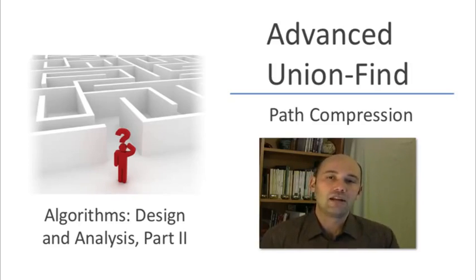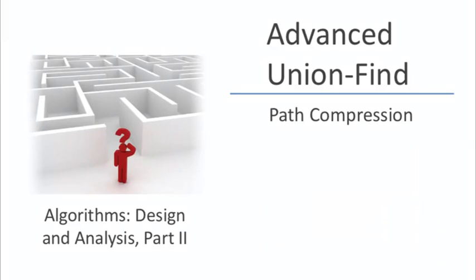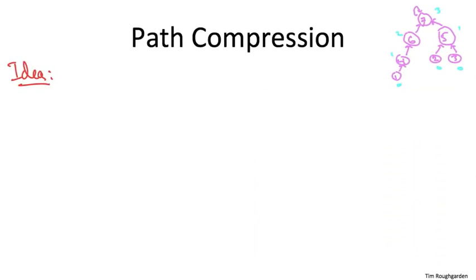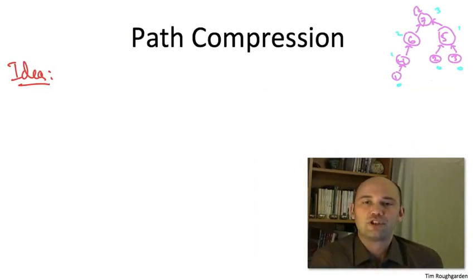But I've still got another trick up my sleeve, and just watch what happens once we employ a second optimization known as path compression. So the optimization is very natural. I suspect many a serious programmer would come up with this on their own if they were tasked with implementing union find with union by rank.